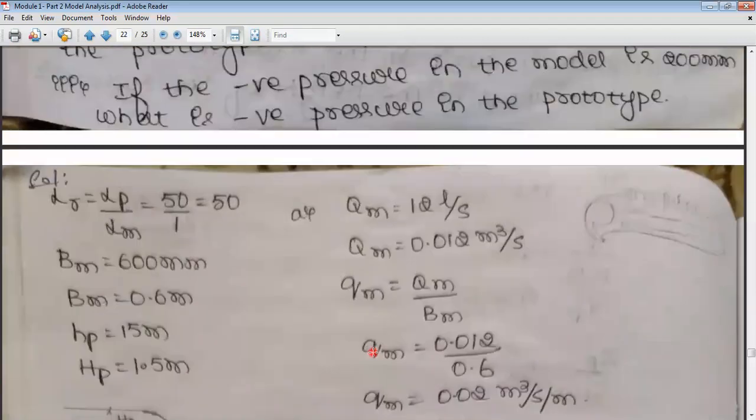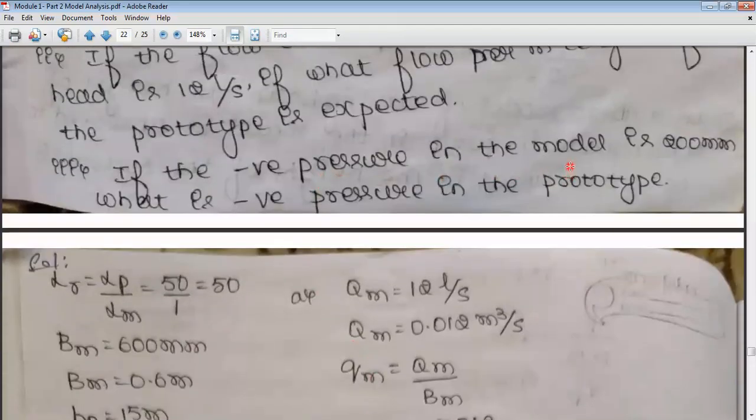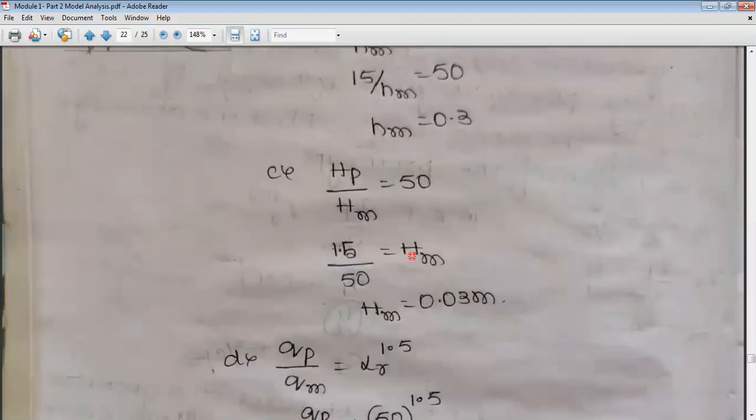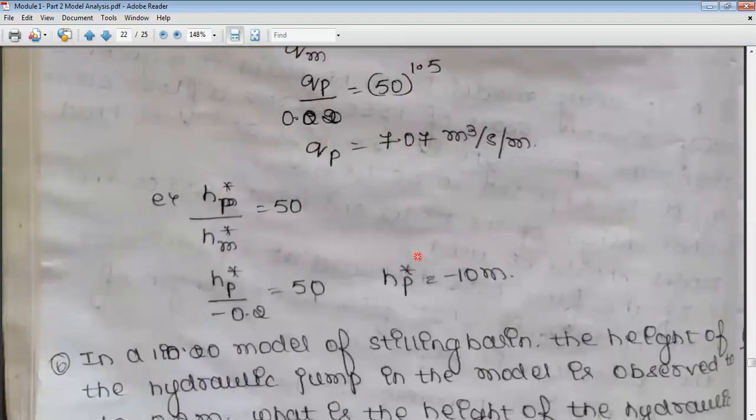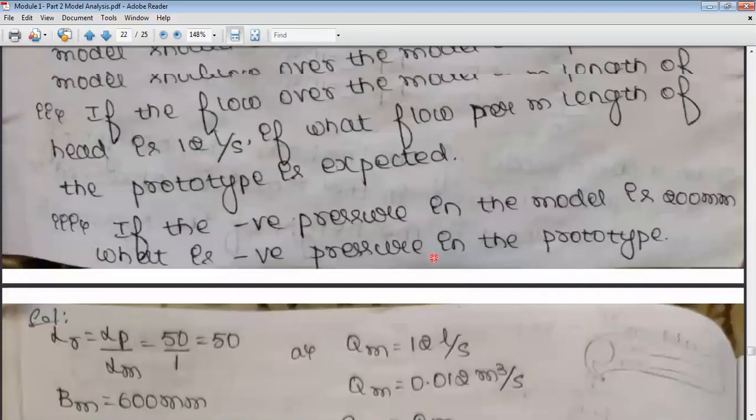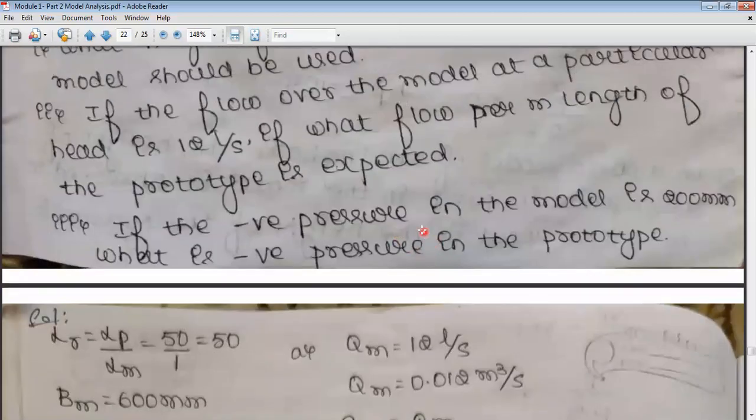The last one is you have to find the pressure. So what is the pressure value he has asked? But remember one thing. So directly when you see the pressure, don't blindly put the scale ratio for pressure. You look at the unit of the pressure. Here the unit of the pressure he has expressed in millimeter, or he has given pressure head.